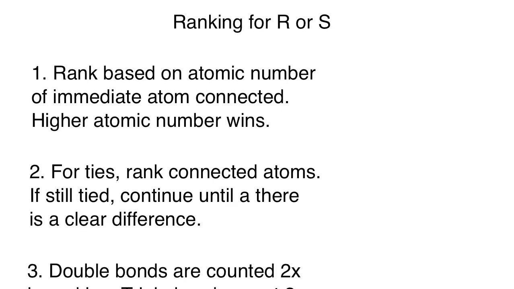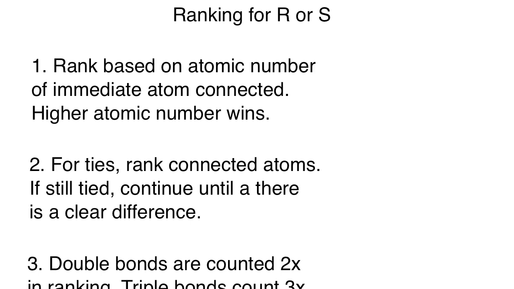So if we come down here for ranking R or S, there's really 5 general steps you want to follow, and if you follow these steps, you should be able to rank a compound or a chiral center as either being R or S. And then you go through, you rank all of your chiral centers and their orientation is R or S, and then you can find out the configurations and start playing around with enantiomers and diastereomers. So the set of rules for ranking this, the first one is that you're going to rank based on atomic number of the immediate atom that is connected, and the higher atomic number is going to win in a case like this.